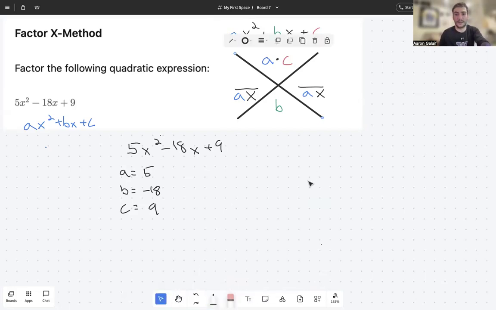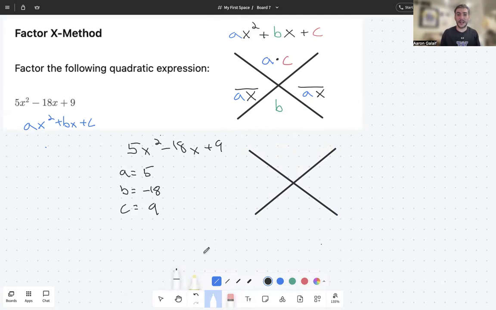Now we're going to create our X. I'm just going to do it this way just because drawing on this is a little difficult sometimes. Okay, so we have our X, and we're going to do A times C on the top. So 5 times 9 is 45, and that's going to go on top, and it's a positive 45. Then on the bottom, we see we have a negative 18.